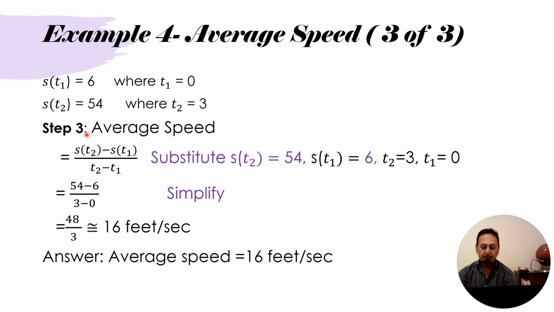So step 3, average speed. Write the formula s of t2 minus s of t1 over t2 minus t1. Now we substitute s of t2 is 54, s of t1 is 6, t2 is 3, and t1 is 0. 54 minus 6 is 48, and 3 minus 0 is 3. 48 divided by 3 is 16 feet per second. So the average speed is 16 feet per second.